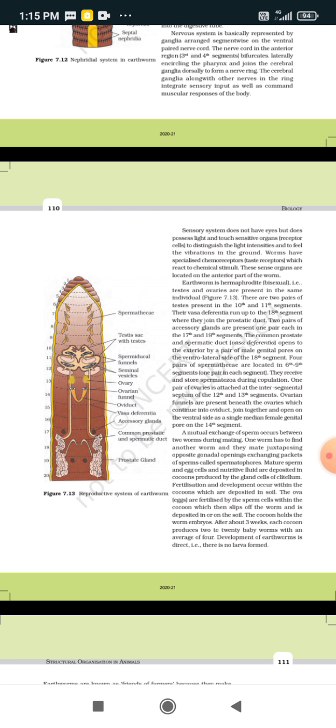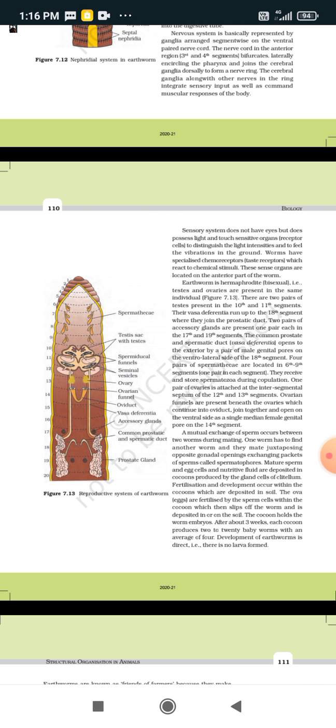Worms have specialized chemoreceptors. Chemoreceptors are related to taste receptors which react to chemical stimuli. If any chemical stimulus is present in the environment, it shows a response to that chemical. These sense organs are located in the anterior part of the worm.